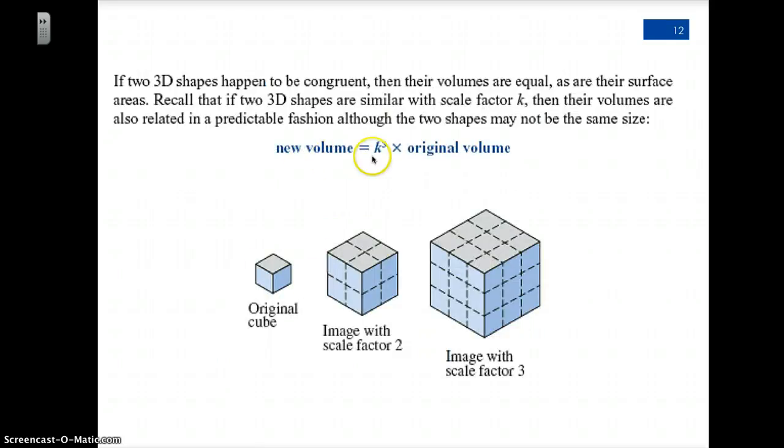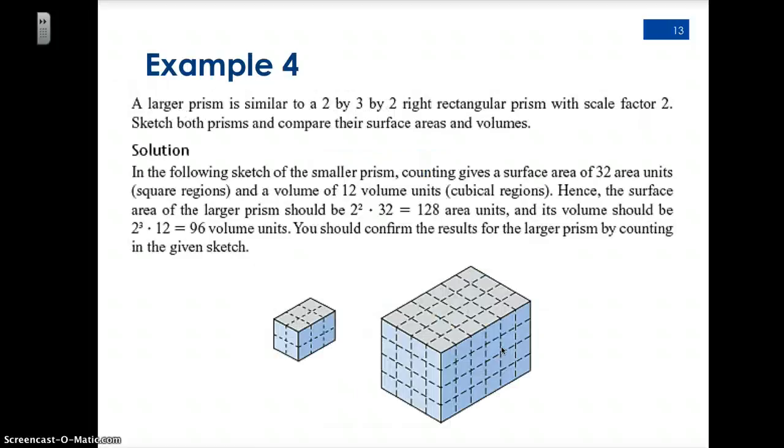And then we did talk about this a lot. When we talk about volume, you have to cube the scale factor. So if the original cube is 1 and the scale factor of this new cube is 2, then you have to multiply by 2 cubed, or 8. If the scale factor is 3, you have to multiply by 3 cubed, or 27. We did talk about that. That was on the quiz a week ago. It was also on the midterm, and you're going to see it again on the quiz next week.